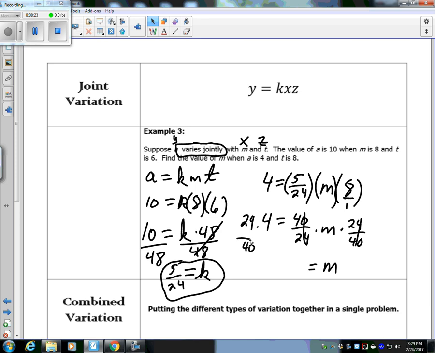So 24/40 times 4, you can multiply the numerator out and do the division. I'm just going to solve it as simplifying fractions. So 24/10, which reduces to 12/5. So the m equals 12/5.